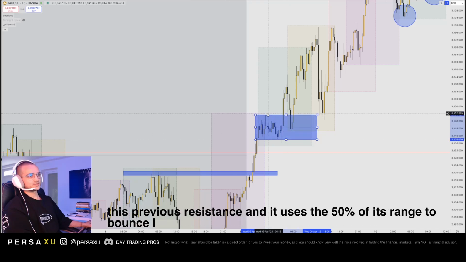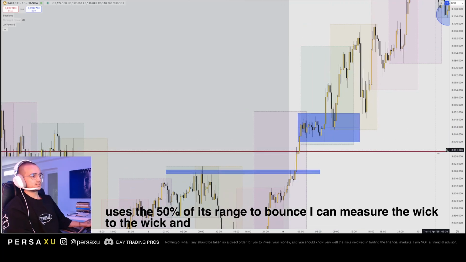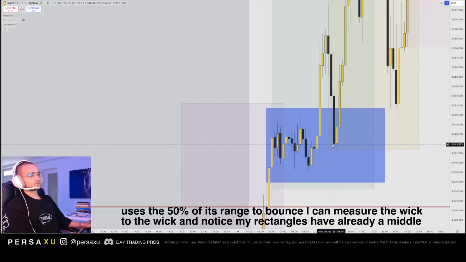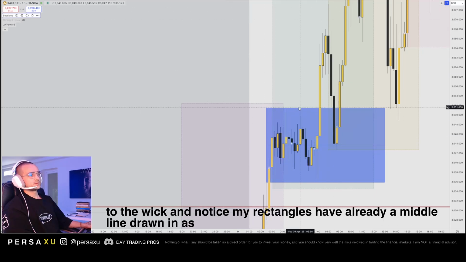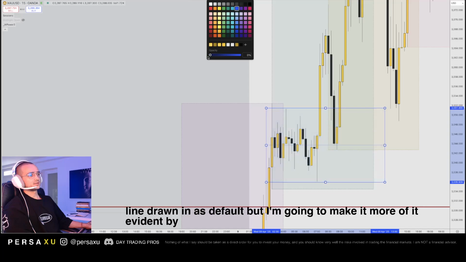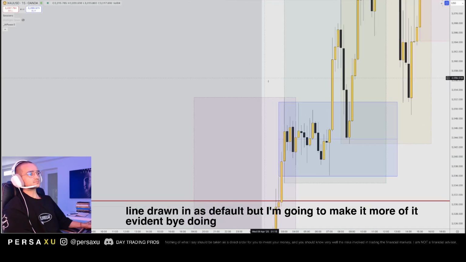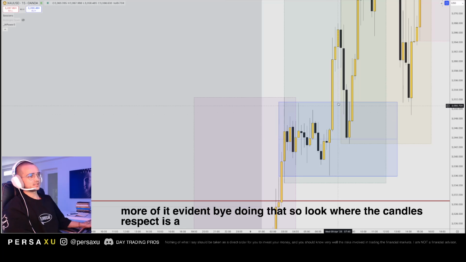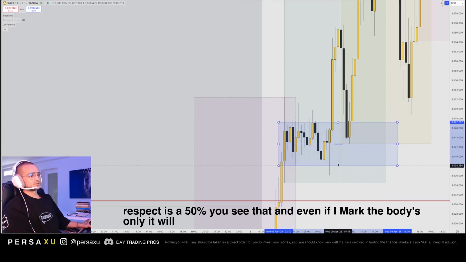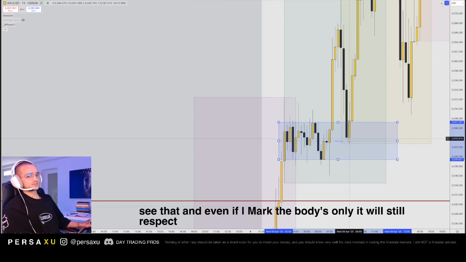I can measure the wick to the wick and notice my rectangles have already a middle line drawn in as default, but I'm going to make it more evident by doing that. So look where the candles respect, it is the 50%. You see that? And even if I mark the bodies only, it will still respect the 50%.